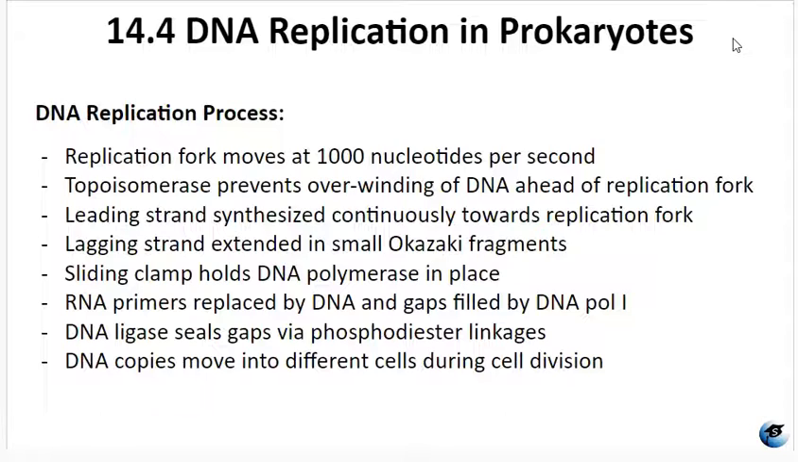As synthesis progresses in both directions, the RNA primers are replaced with DNA, and the gaps left by the removed RNA are filled by DNA nucleotides using the exonuclease activity of DNA polymerase 1. DNA ligase seals the remaining gaps, the nicks between the newly synthesized fragments, by forming phosphodiester linkages. After replication is complete, the two DNA copies separate and move into different cells during cell division.